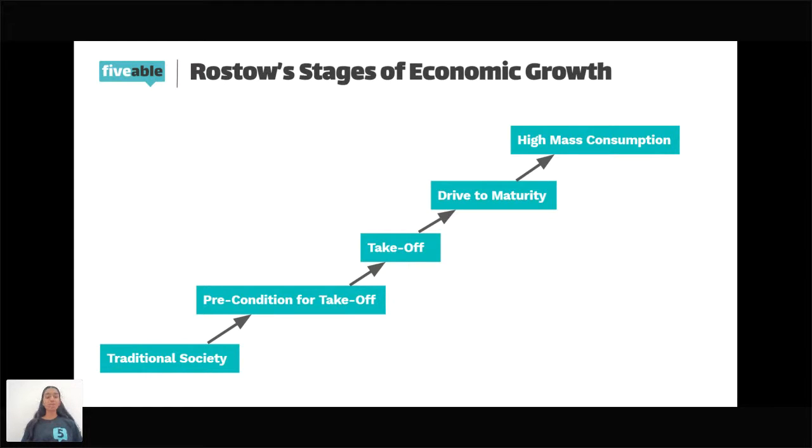So some countries in this stage are Nigeria and Afghanistan as of today, and this was where the United States was in the early 1800s. So the third stage is called takeoff, and this is where major tech innovations happen. Industrialization really begins to kick off.